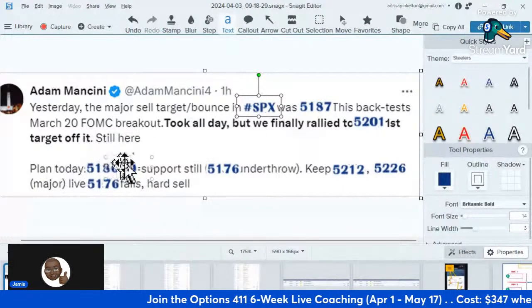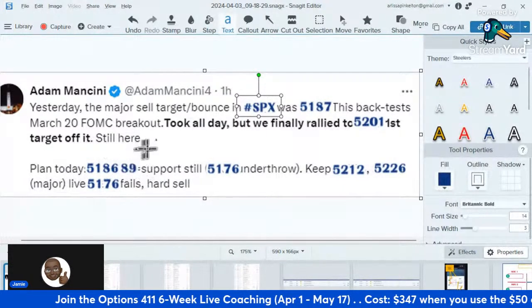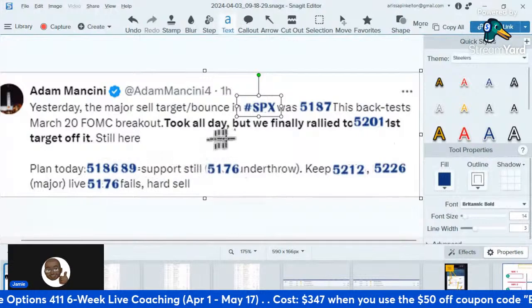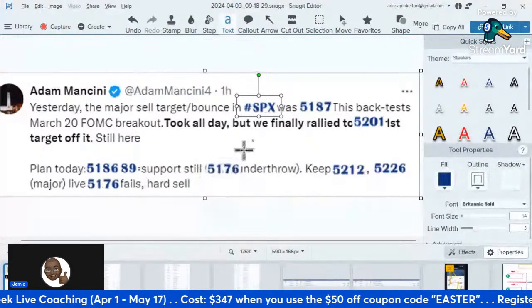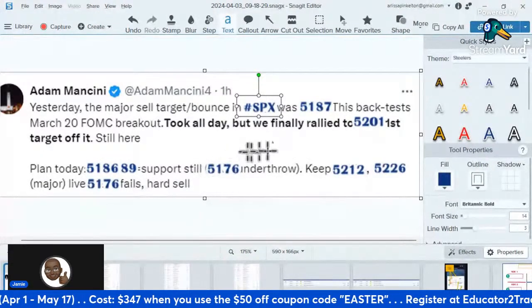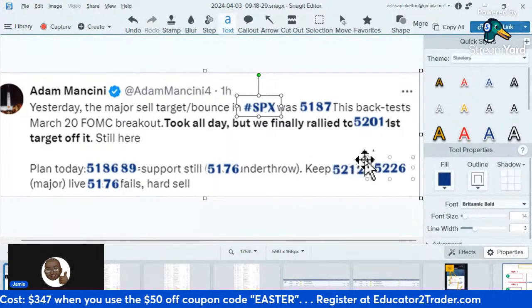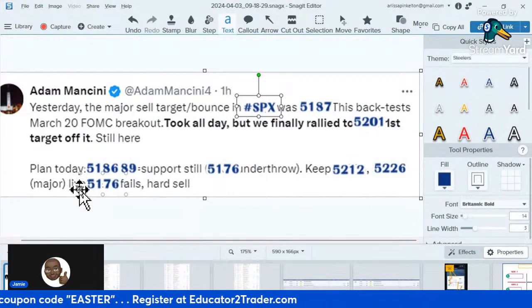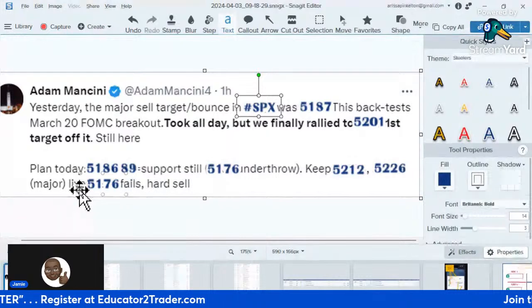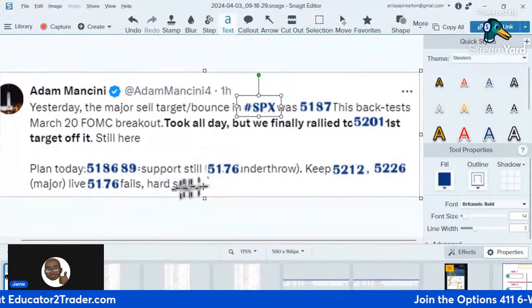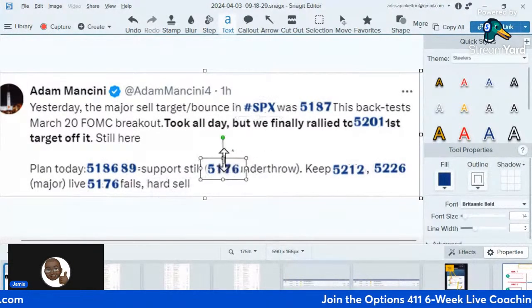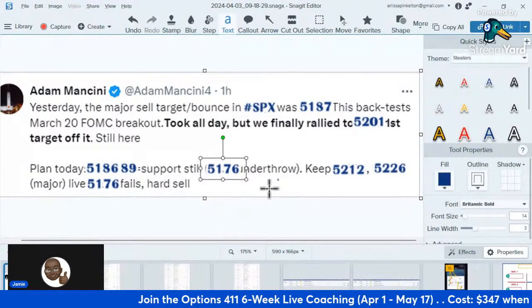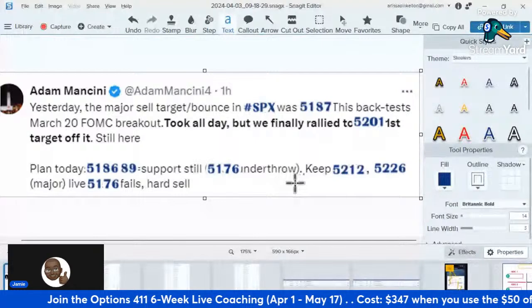Plan today, 5186.89. Support, still. 5176 is underthrow. All right. Keep 5212, 5226. Major live, 5176. If it fails, it's a hard sell, meaning it'll keep dropping. So underthrow is what I refer to as a linchpin. He uses different phrases, but it's basically the point of no return.